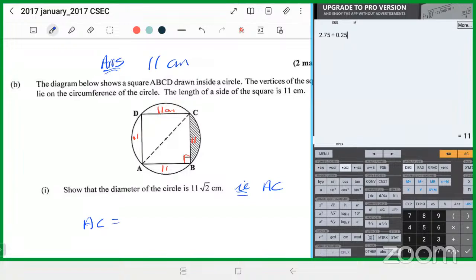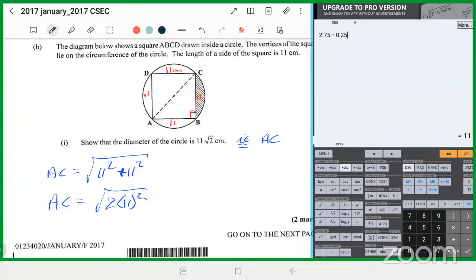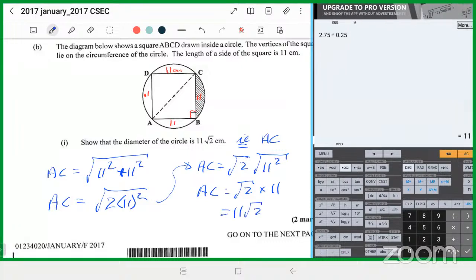So AC is going to be the square root of 11 squared plus 11 squared, which becomes the square root of 2 times 11 squared. Simple. Let's continue right here. This 2 times 11 squared means that we can take the square root of the 2 and also of the 11 squared. The square root of 11 squared is just 11. So then it becomes 11 times the square root of 2 centimeters.